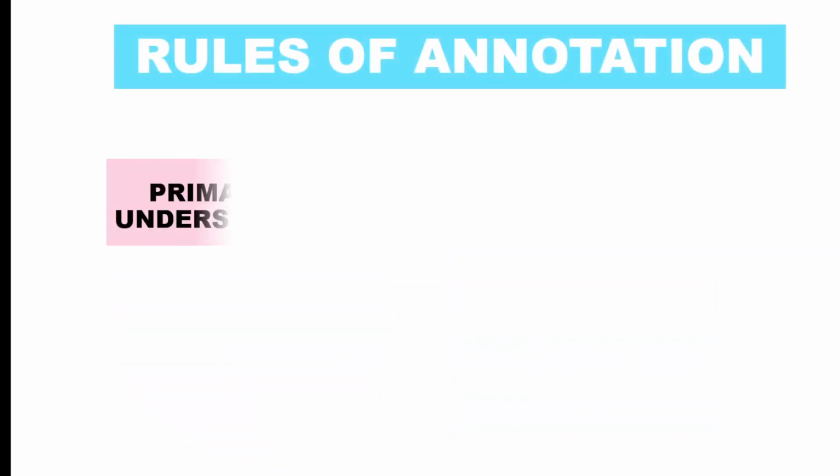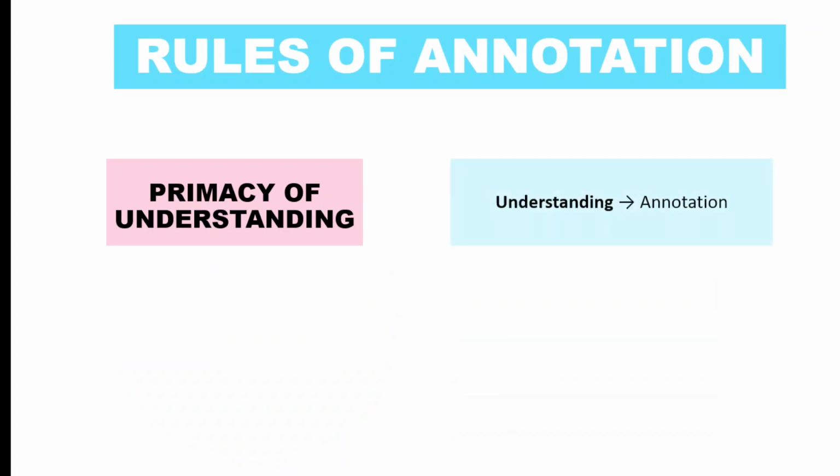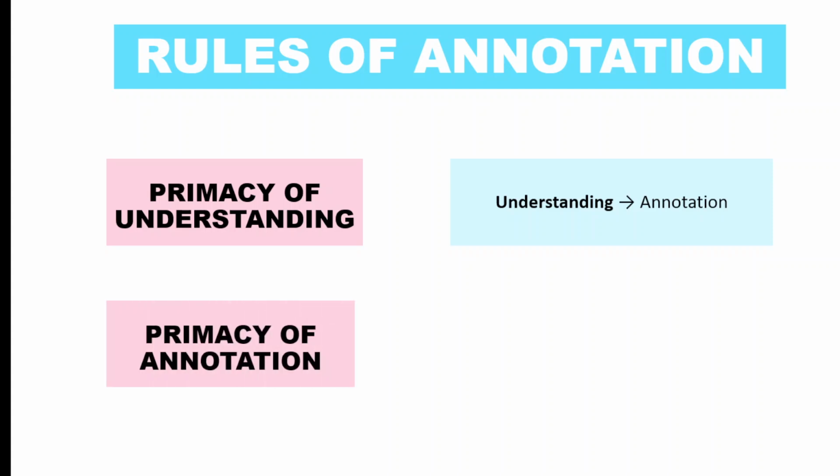So what are the rules of annotation? Number one, primacy of understanding. You do not write without first understanding what is written in the text. You have to read it and understand it, and only then annotate. Then primacy of annotation: after annotation only can you do highlighting. Highlighting is optional, but annotation is primary. Annotation is writing stuff in your own words.